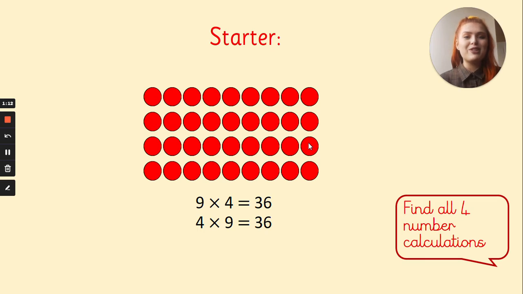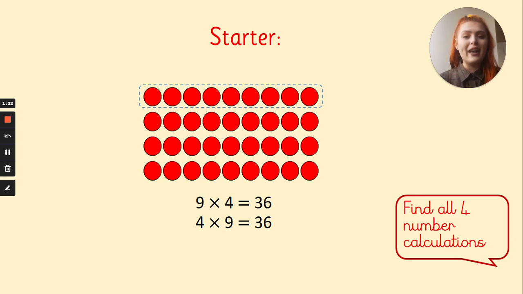So you could have written those number sentences. 9 times 4 is 36. Or 4 times 9 equals 36. You could have also written the division sentences to go with this. So we know our whole number, our total, is 36. That's how many counters we have there altogether.